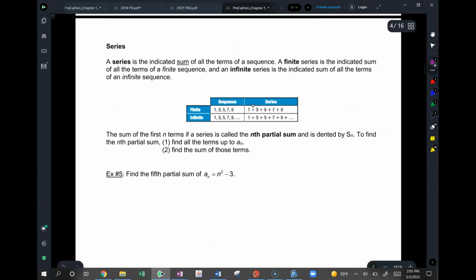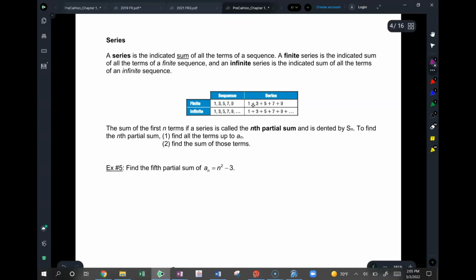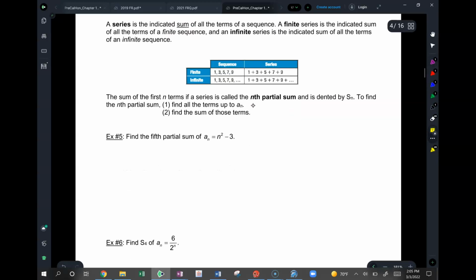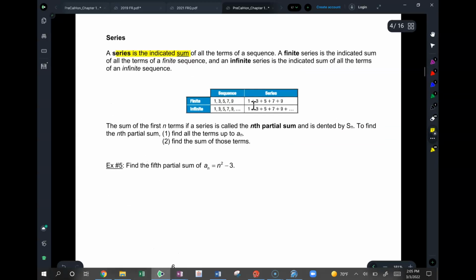Okay, so that was sequences. Now, what about series? If I took a sequence, which is just a list of numbers, and added all of those numbers up, it would be a series. So if I replace the commas with plus signs, it would be a series. A series, rather, is the indicated sum of all the terms of a sequence.